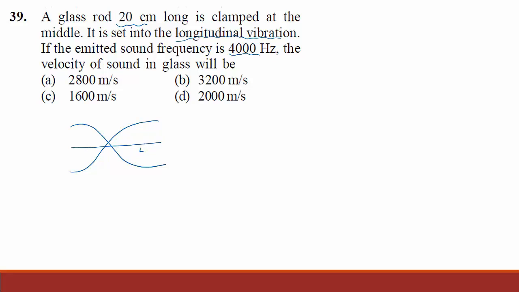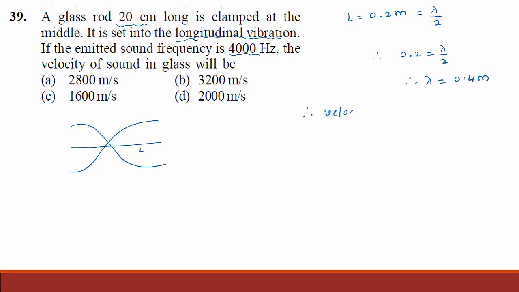Let us take it as L and this is a glass rod. So we can use the equation. Here a glass rod is having value 20 centimeter, means L is given 0.2 meter, and which is set for longitudinal vibration means we can write lambda by 2. So therefore, I am going to write 0.2 equal to lambda by 2. So lambda means wavelength we got 0.4 meter.